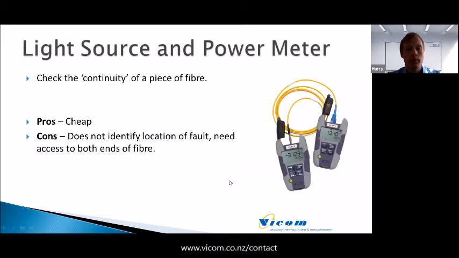Next test sets we'll chat about are light source and power meters. So in basic terms, a light source and power meter essentially check the continuity of a piece of fiber. A light source, or laser source, is simply a device, and all it does is generate light at a particular wavelength dependent on the model you get. So traditionally you can get a single mode unit or a multi-mode unit. A single mode unit obviously can generate say 1310 or 1550, and multi-mode 850 or 1300 nanometer wavelength light.